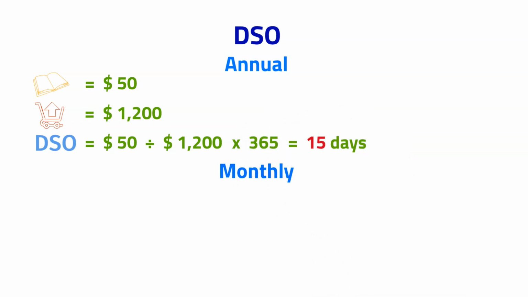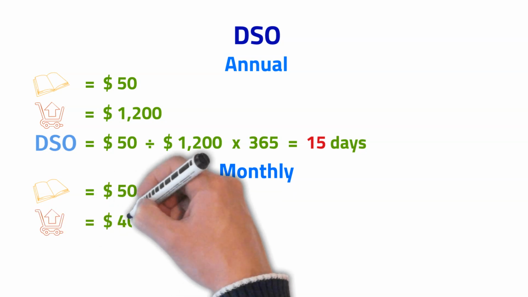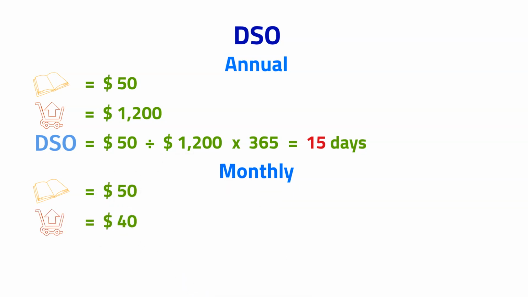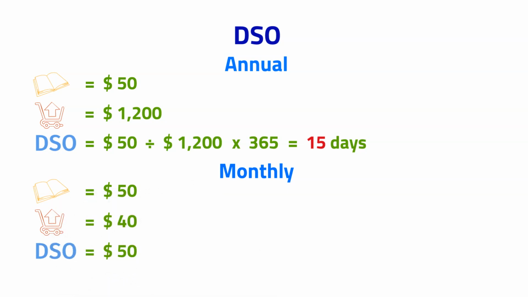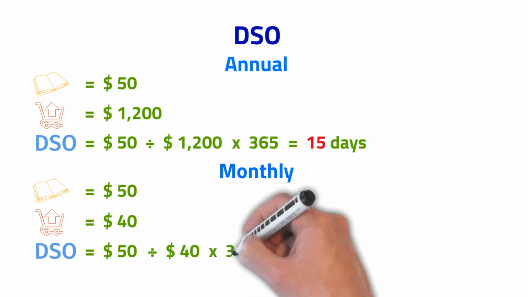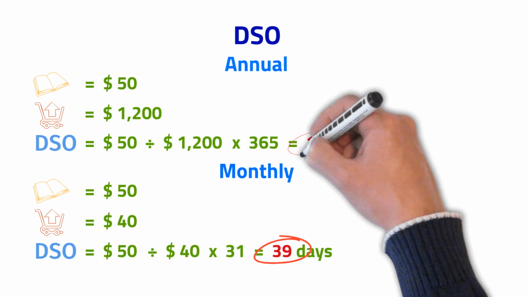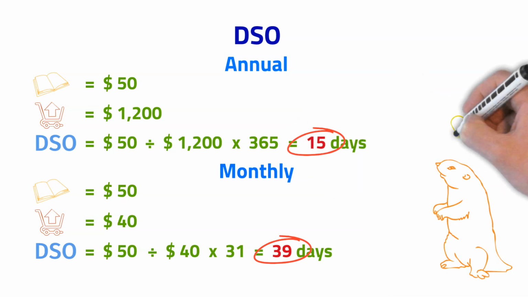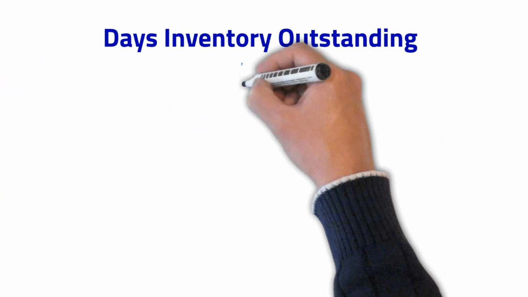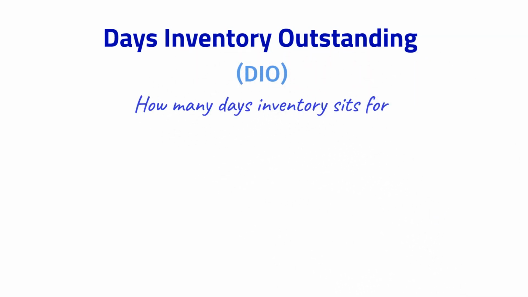At the same time, if 50 in receivables were due in December, when sales are low, say only 40 out of 1,200, then DSOs calculated using a monthly approach will be 50 divided by 40 times 31 equals 39 days. You see the difference? On a monthly basis, DSOs are more than 2 times higher as they take into account seasonality.